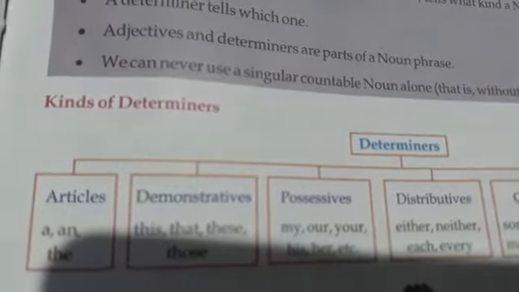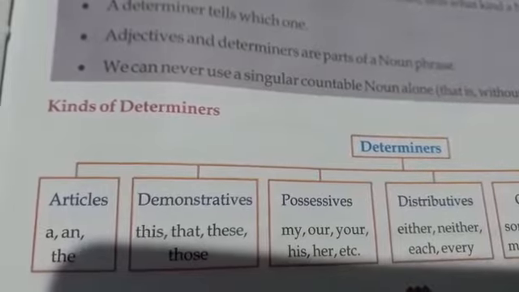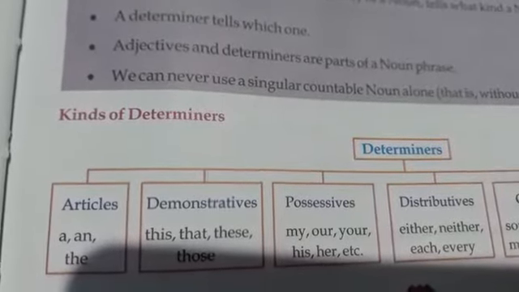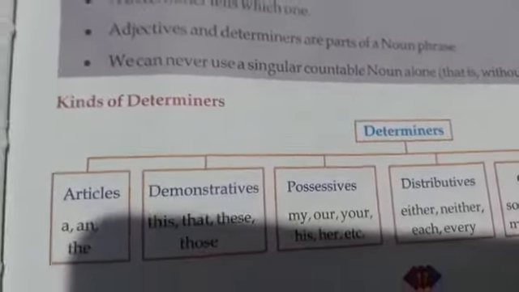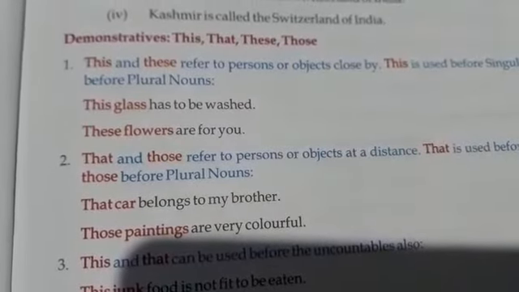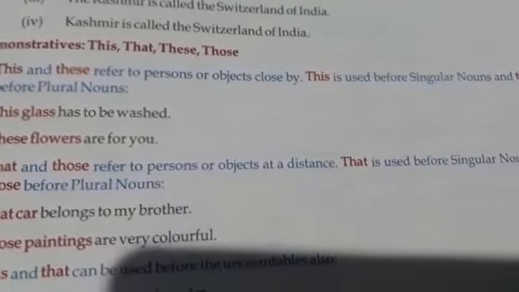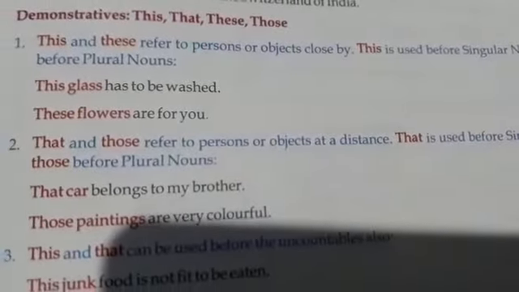After having discussed articles, now we will start with demonstratives. Determiners, second type, demonstratives: this, that, these, those. We will learn to use them. This and these refer to persons or objects close by. This is used before singular nouns and these before plural nouns.